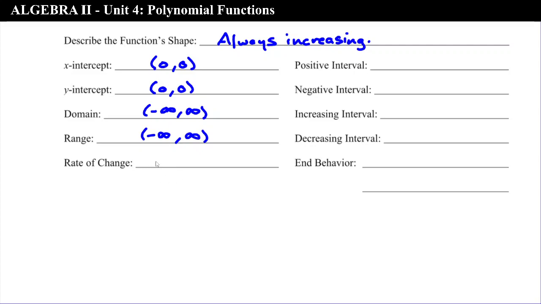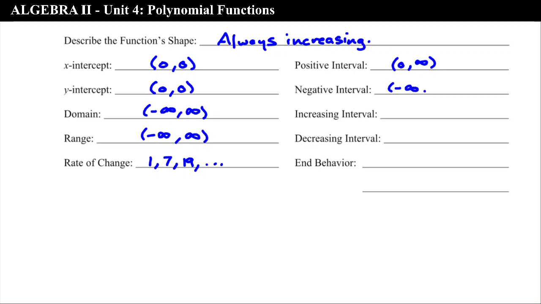Now the rate of change, it's constantly changing. So our rate of change from the origin to 1, 1 is 1, but then from 1, 1 to 2, 8, our rate of change is 7. And then from 2, 8 to 3, 27, that rate of change is 19. And so our rate of change is continuing on in that fashion. All right, our positive interval is from 0 to infinity. Our negative interval is from negative infinity to 0.